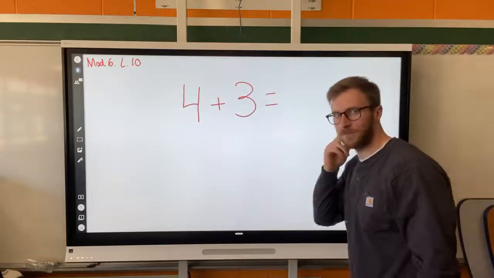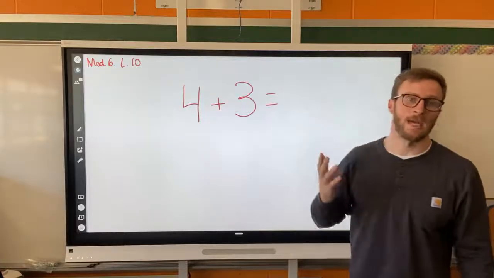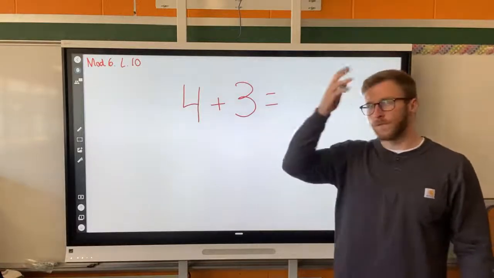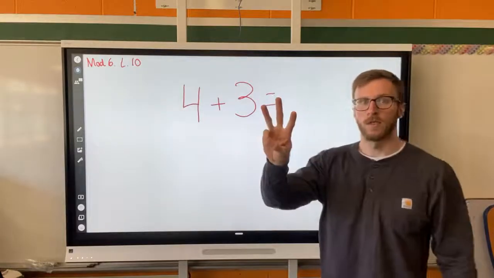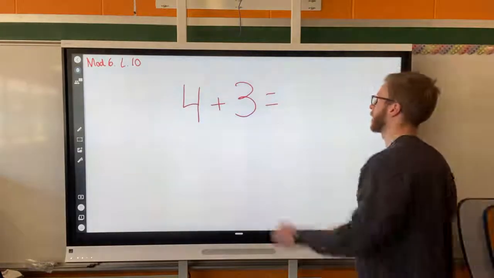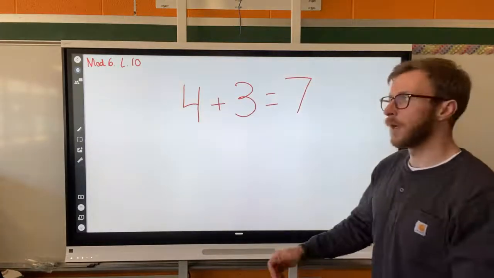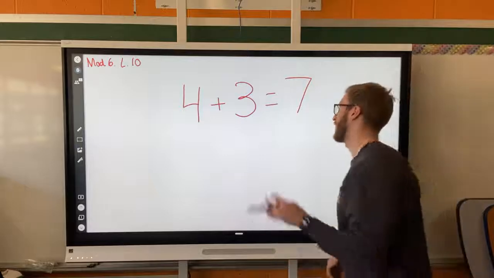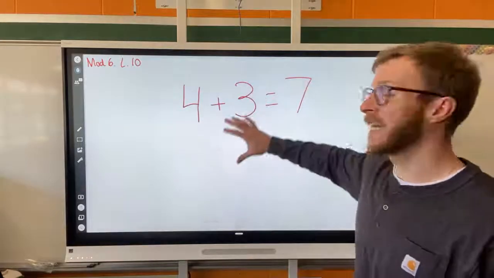So 4 plus 3. If I were to solve this, I'd put 4 in my head and count 3 on. So let's do it all together. Ready? 4, 5, 6, 7. So I added my 3, and we got 7. Do you guys get 7 too? I hope so. Okay, so now we have 7, but keep this in mind.